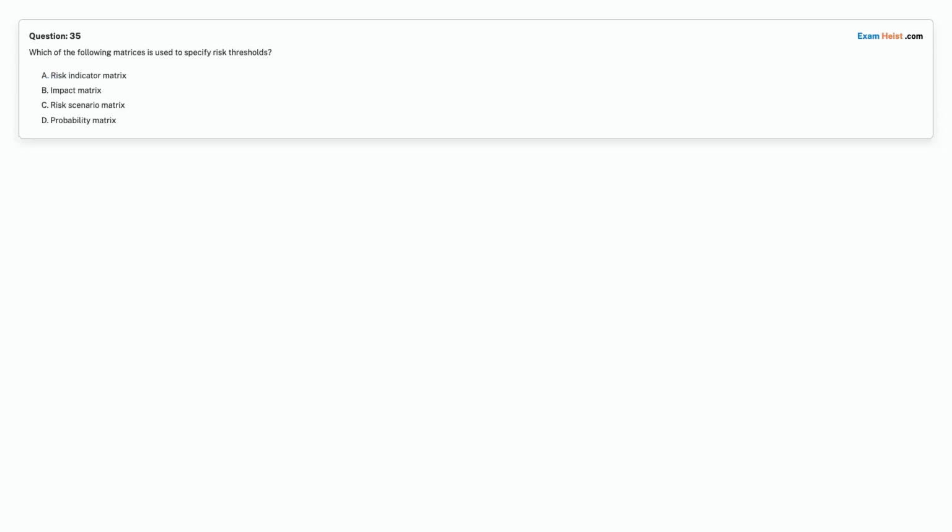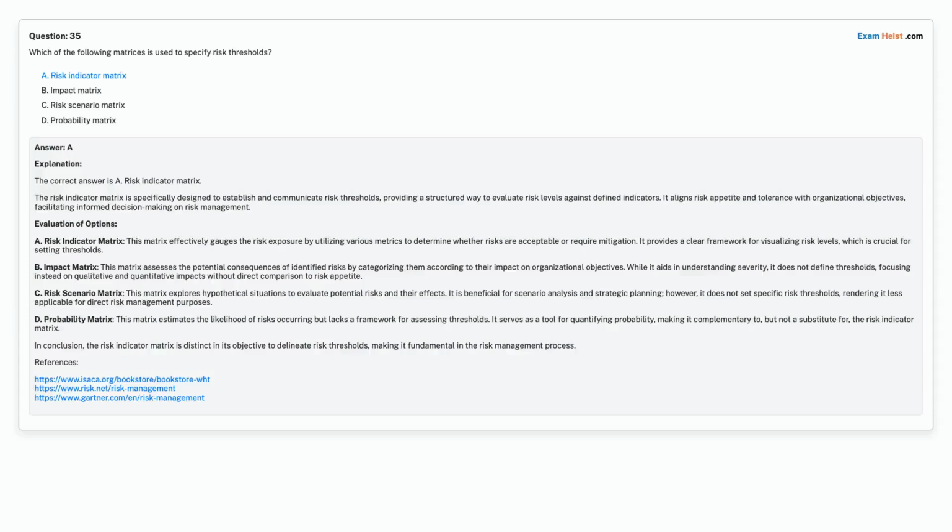Question 35. Which of the following matrices is used to specify risk thresholds? Option A. Risk indicator matrix. Option B. Impact matrix. Option C. Risk scenario matrix. Option D. Probability matrix. Choose the correct answer. Correct answer is Option A. Risk indicator matrix.